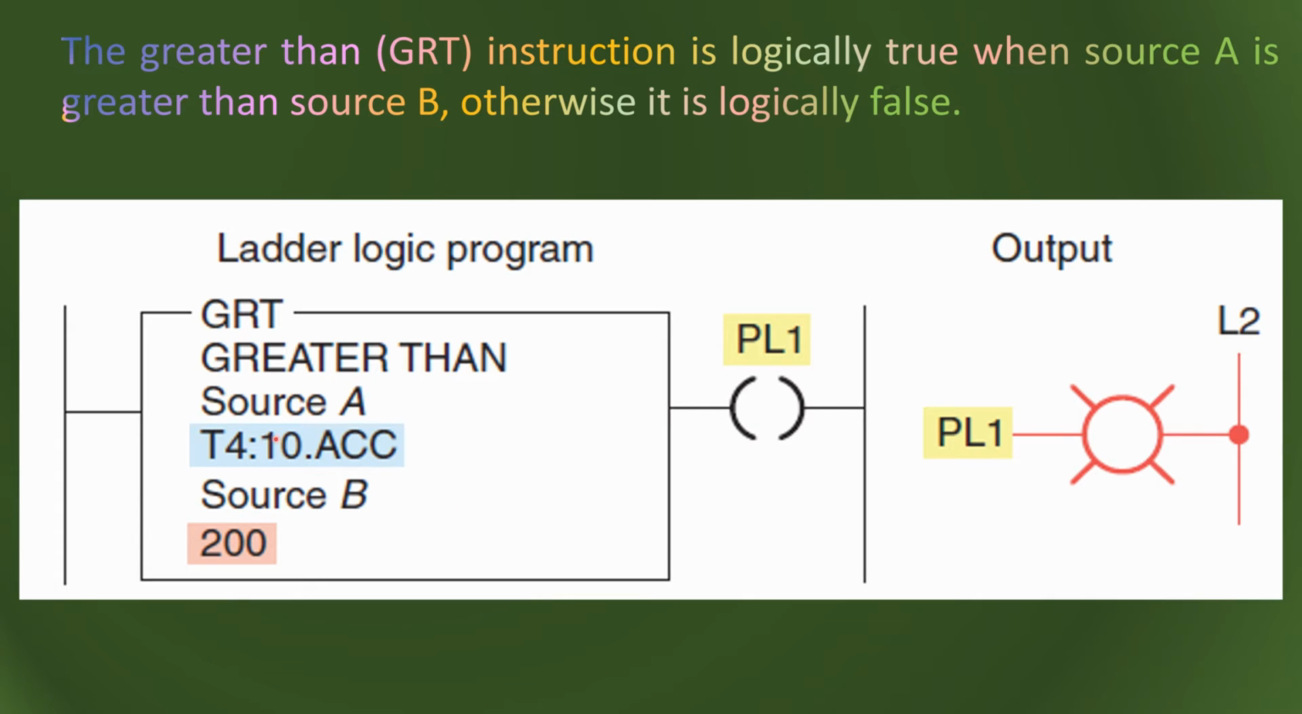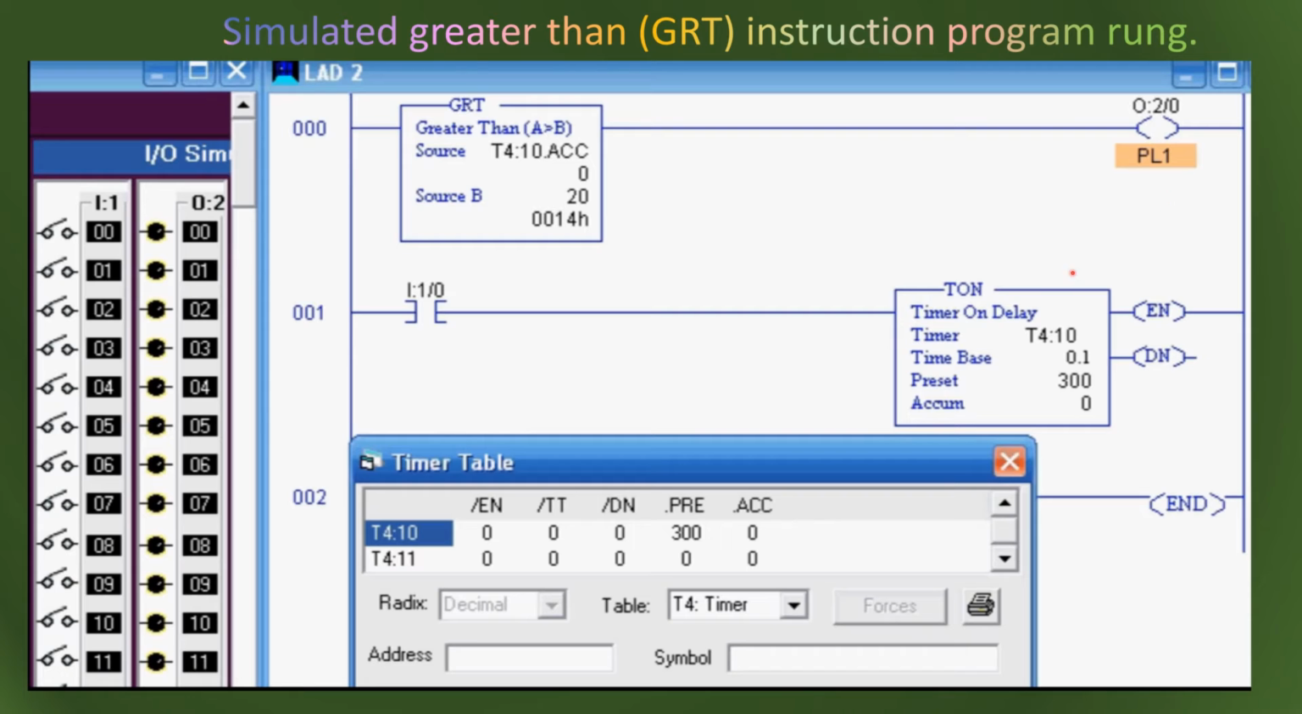Here in A, we put the values which are available in the accumulator of the timer, and this instruction you can use for controlling a certain time and equipment using the timer. So here we explain the greater than instruction.